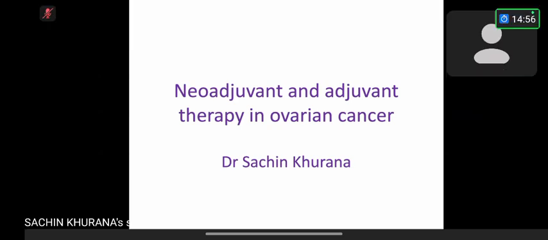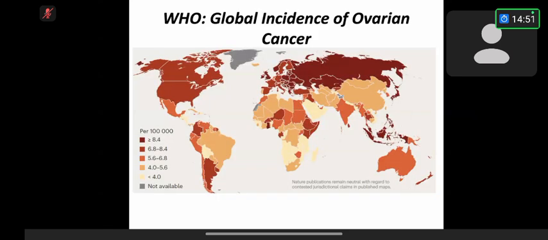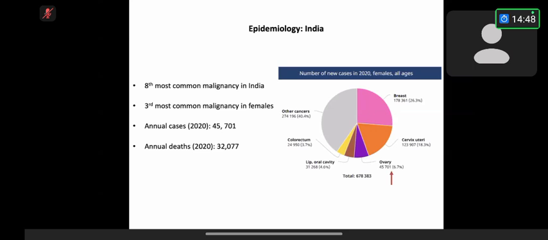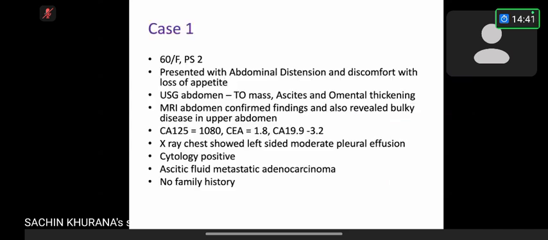So I'll straight away start with my presentation, and it's about neoadjuvant and adjuvant therapy in ovarian cancer. I'll skip a bit of the introduction, as we all know ovarian cancer is one of the common malignancies and associated with high morbidity and mortality. Let me start with a case. Let us assume there's a 60-year-old female who presented with abdominal distension and discomfort, with a lot of upper abdominal disease, and CA-125 of 1080, with effusion also present and proven cytology positive.